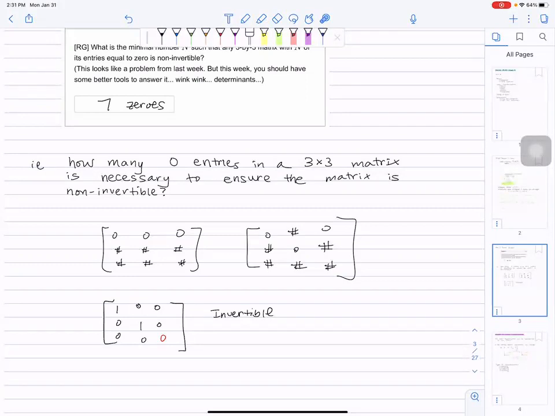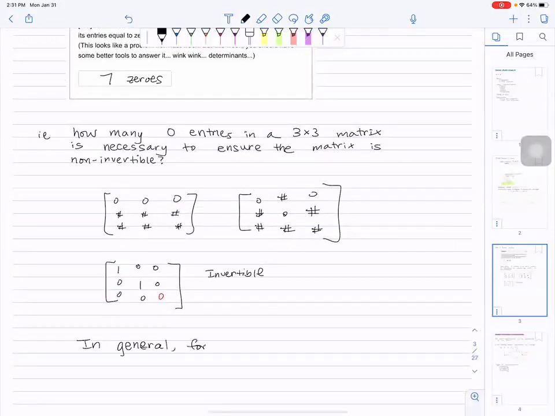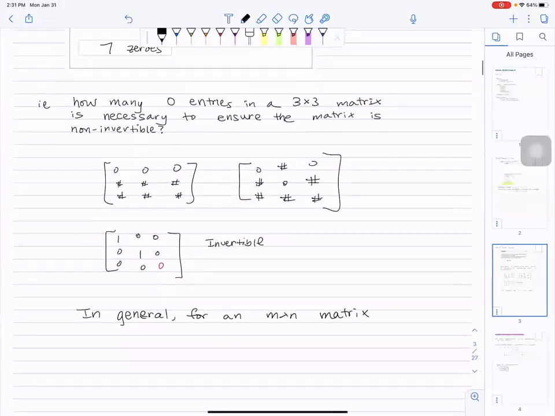So you can actually generalize this so that in general, for an n by n matrix, what did we do to get 7? We took the total number of terms, which is 9, minus the number on the diagonal, then we just added 1, the extra 0. So in general, you need n squared minus n, which is the number of off-diagonal entries, plus 1 zeros. Any questions?